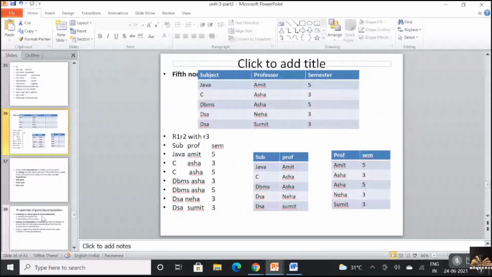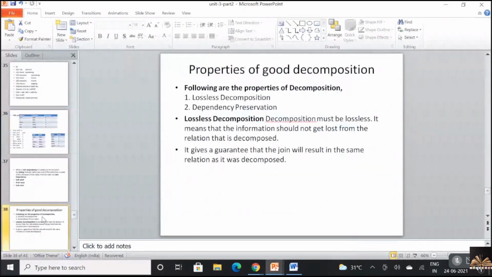Yeah, okay. Now see, going back to the properties of good decomposition, I told you one is lossless, the second one is dependency preservation, and the third one obviously would be, one second, ma.